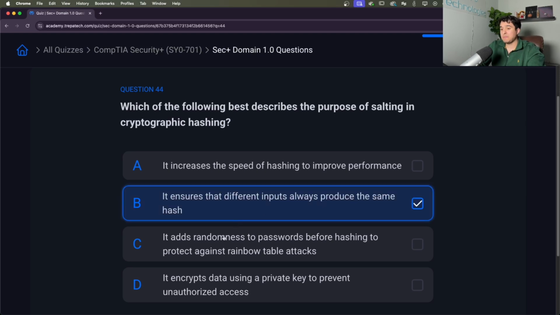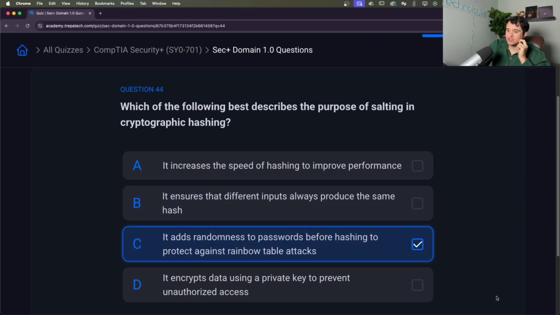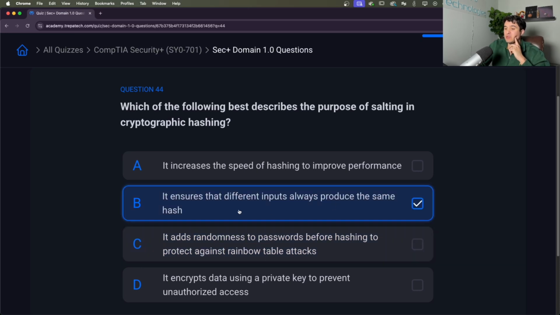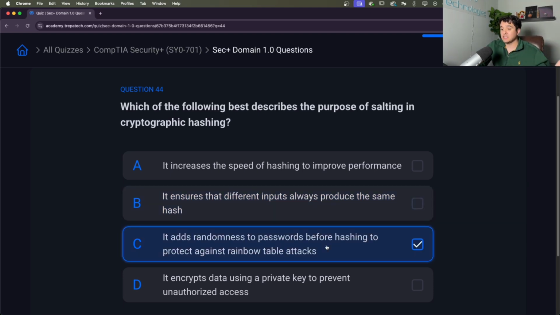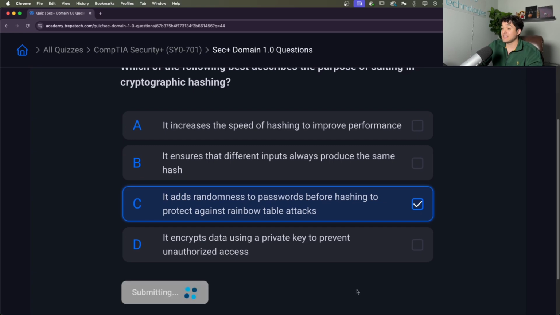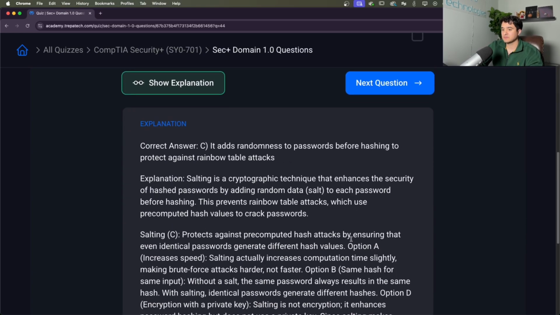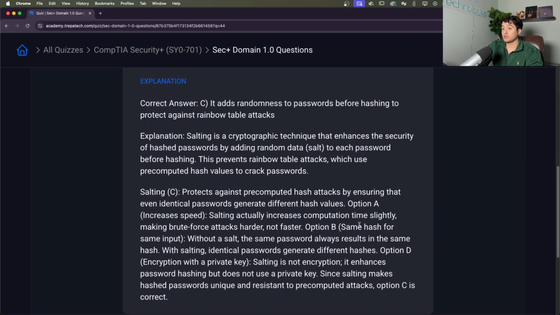So we're going to probably be, well, it does add randomness as well. Oh wait, I read this completely wrong. It ensures that different inputs always produce the same hash. No, opposite. I don't know what I was reading there, but no, that's not what it does. This is more accurate. It adds randomness to passwords before hashing to protect against rainbow table attacks. Yes, that is one of the things that it does. Pause the video if you'd like to read the explanation.